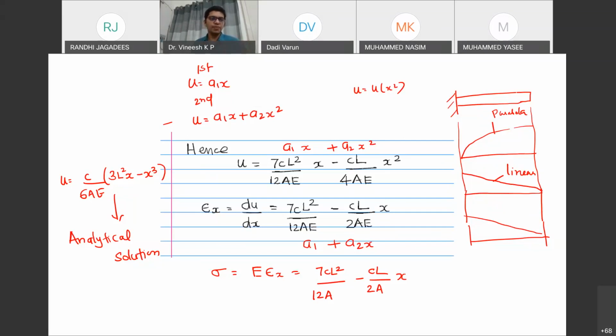So if I assume another approximation which is in x cube, then I am going to get the exact solution. So when you are increasing the degree of polynomial, you are actually getting closer to the accurate solution. That is the observation from this problem.